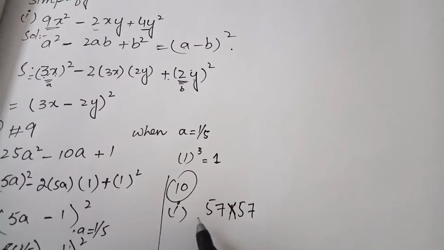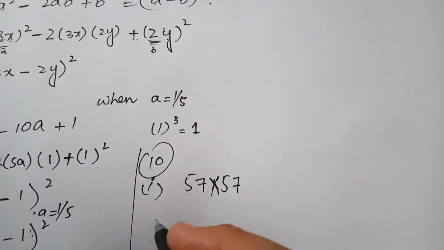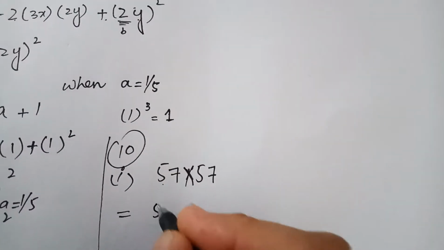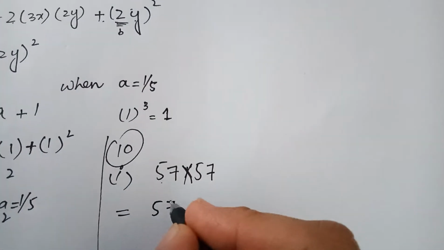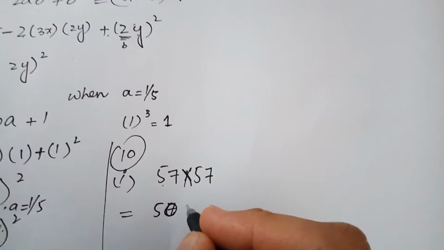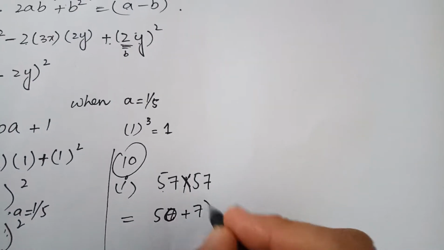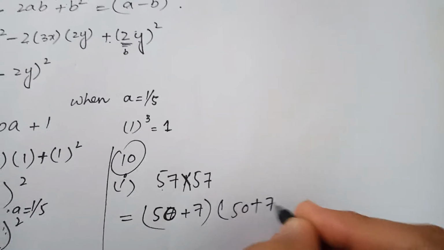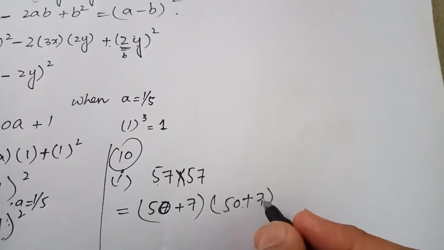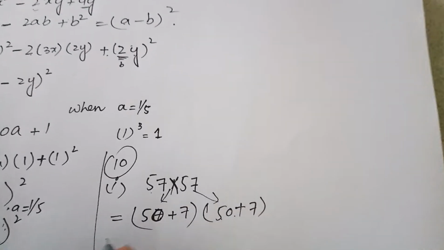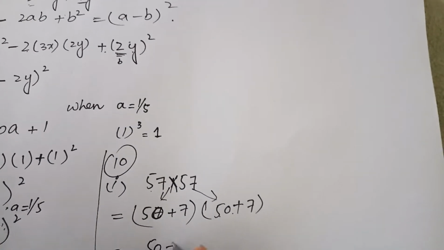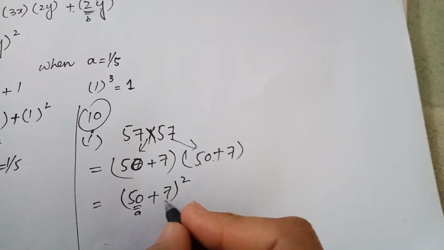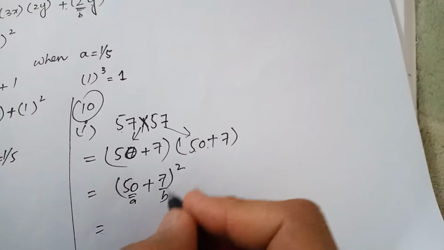Question number 10, part 1: 57 squared. Last time we did a question like question number 7. You can write 57 as 50 plus 7. So you can write it as (50 plus 7) whole square. This term is a, this term is b, so you can write (a plus b) whole square.